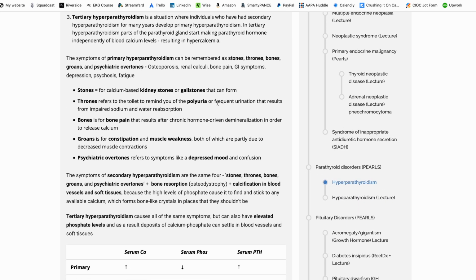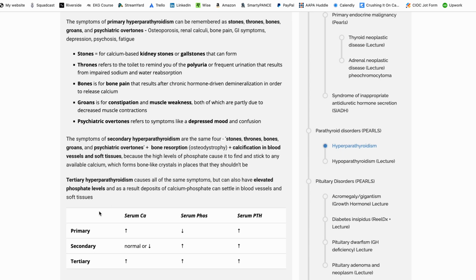And then all of a sudden you see this chart and it's like, oh, okay, so serum calcium is going to be high, but phosphate's going to be low. Well, that's exactly what she has. For me, that would definitely be enough. I'd stop there, if you hadn't already, choose that answer and move on.